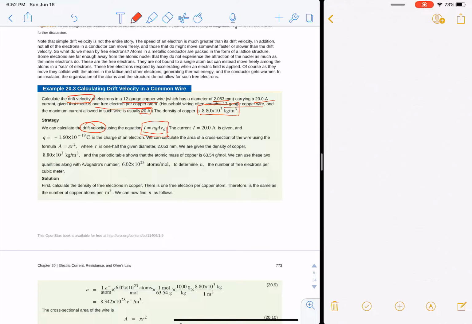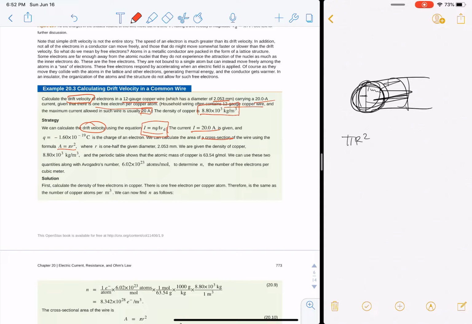We want to calculate the drift velocity using this equation. With our current of 20 amps and a single charge being that, we can calculate the cross-sectional area, which is pi r squared. Our wire is 2 millimeters in diameter, so it's about 1 millimeter radius. So we can do pi r squared to get the area of that, and then multiply by some distance here.